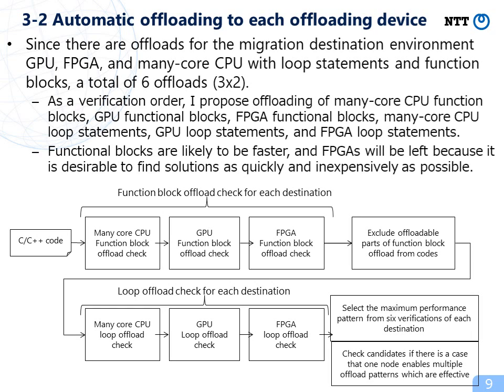As a verification order, I propose offload of many core CPU function block, GPU function blocks, FPGA function blocks, many core CPU loop statements, GPU loop statements, and FPGA loop statements. These are the orders: function blocks, then a loop offload check. Function blocks are likely to be faster, and FPGAs will be left last because it is desirable to find solutions as quickly and inexpensively as possible.